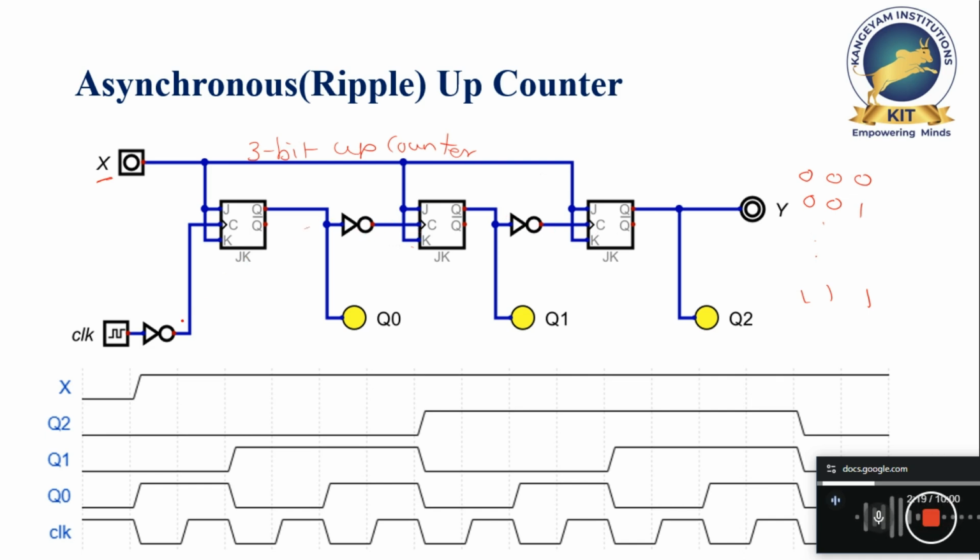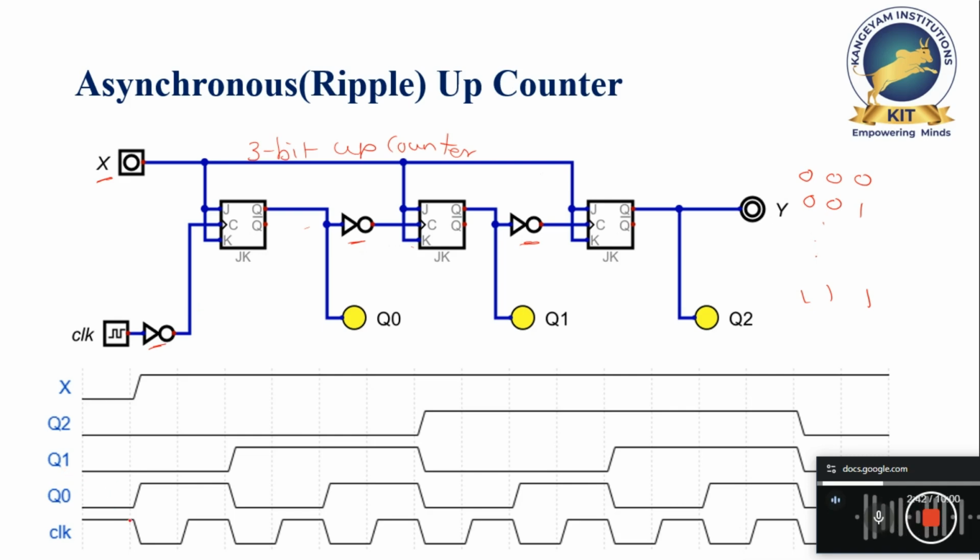Another piece of information is the NOT gate. Every clock pulse has been sent to a NOT gate, and after that it has been given as an input. That means we are inverting the clock pulses. This represents that the flip-flop will be active whenever a negative edge occurs in the clock pulse.